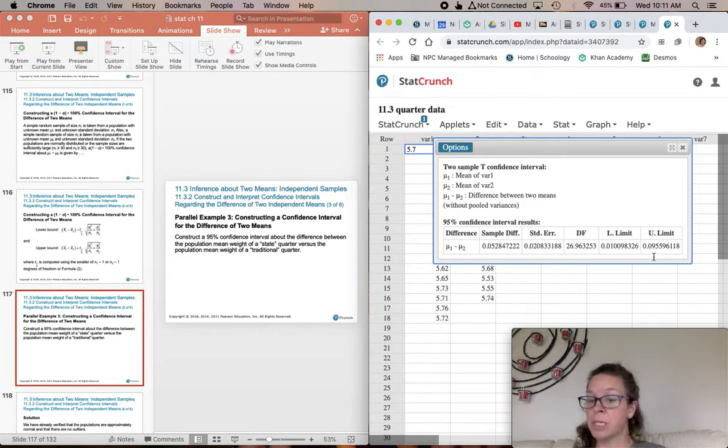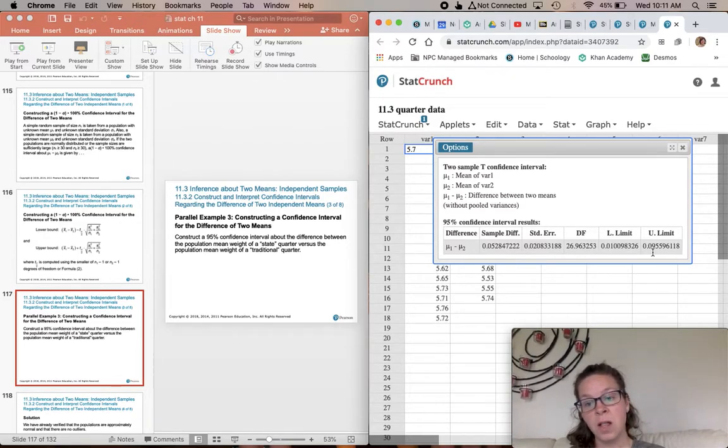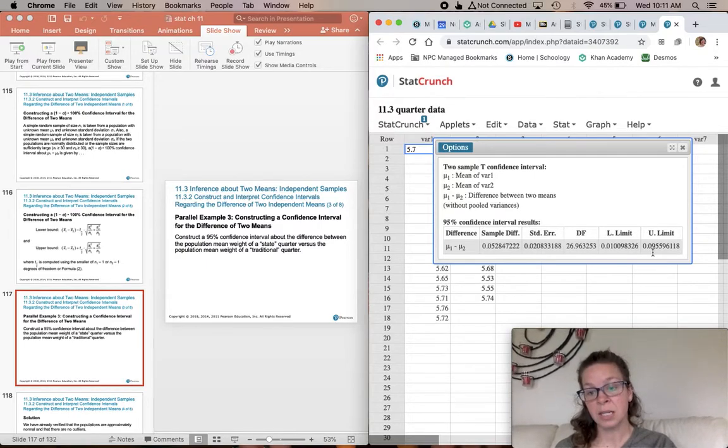So 0 is not a part of that confidence interval, so that again confirms that there is a difference, okay? And because these are positive values, that it's heavier, the state quarters are heavier. So that confirms what the test told us. If 0 was a part of this interval, then that would mean that there's a chance that there is actually no difference in the weights. But 0 is not a part of this interval. It's really close though. I mean, 0.01 to 0.1.